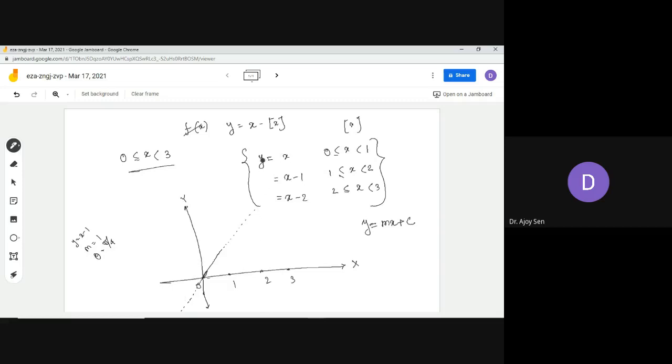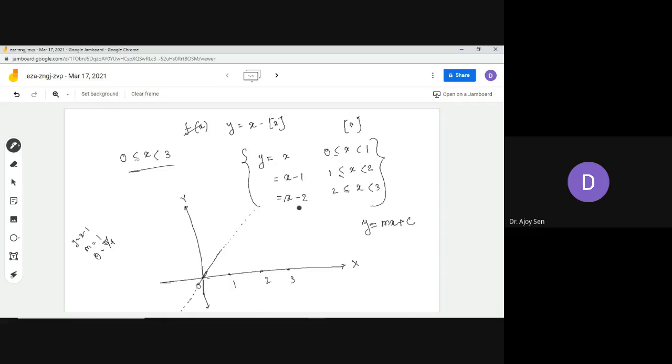Or you can do it another way. See, y equals to x minus 1 is a straight line which is parallel to y equals to x, because you see the slopes are the same. This is 1, this is 1, there is also 1. So all these are parallel straight lines, but the difference between them is this c part.